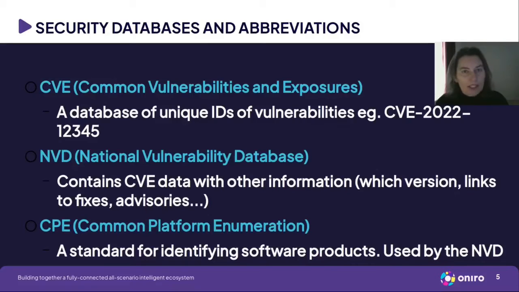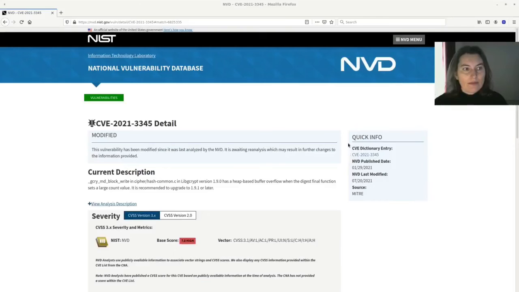And then finally, we have CPE, Common Platform Enumeration. Is a standard to describe a product or a software project in a unique way so that we can identify them. And this is the way NVD uses to identify which issue affects which program.